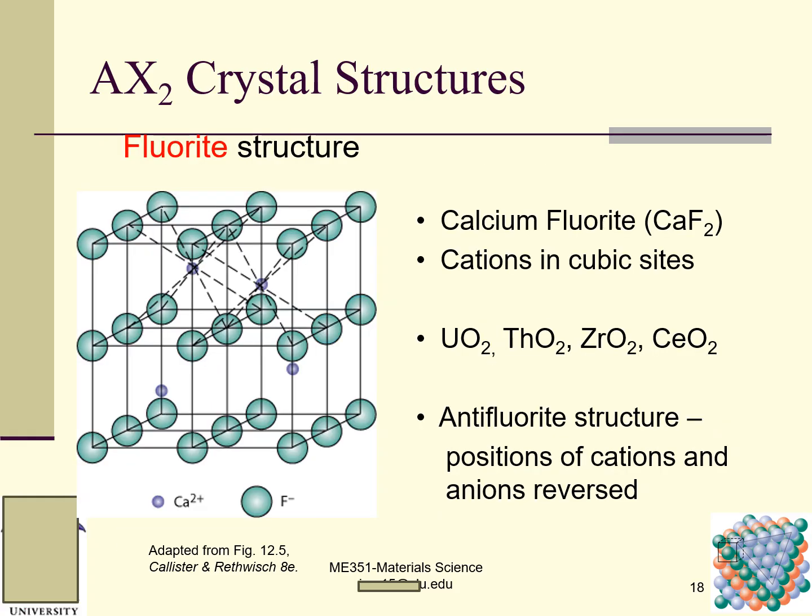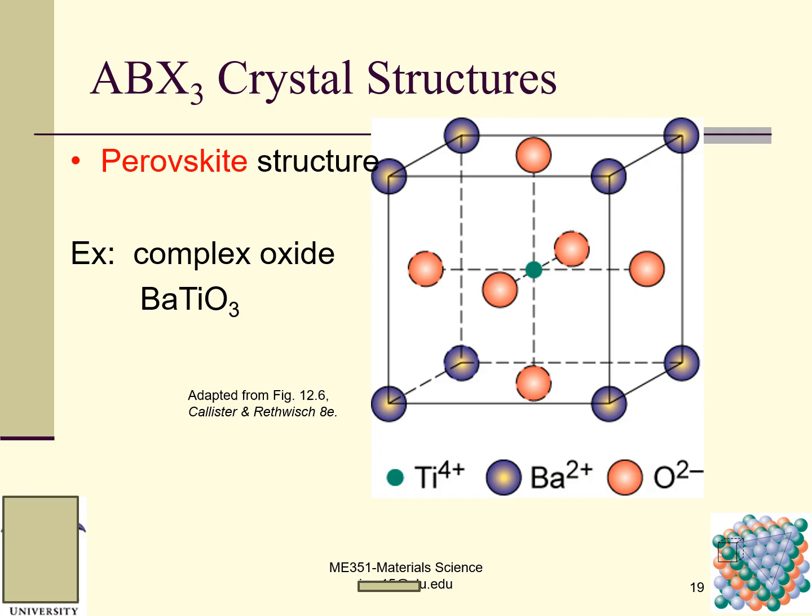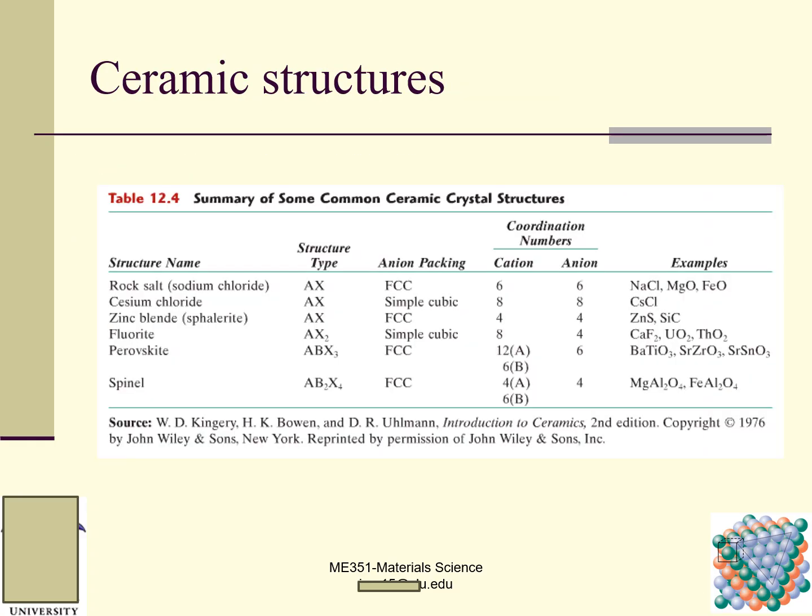Another crystal structure we call the fluorite structure. Calcium fluoride has 2 anions per cation in cubic sites. We have these kinds of examples. In the anti-fluorite structure, the positions of cations and anions are reversed. An ABX3 crystal structure is called perovskite structure, a complex oxide such as BaTiO3. We have 3 different ions, 2 positive and 1 negative. And these are ceramic structures.